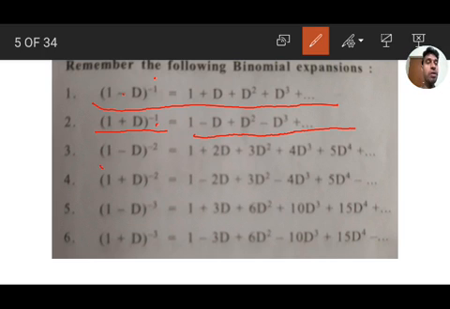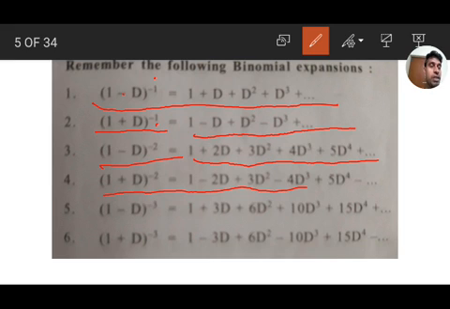1 minus D, whole to the power of minus 2, is 1 plus 2D plus 3D square plus 4D cube plus 5D to the power of 4 plus and so on. Next, 1 plus D, whole to the power of minus 2, equal to 1 minus 2D plus 3D square minus 4D cube plus 5D to the power of 4 minus and so on.